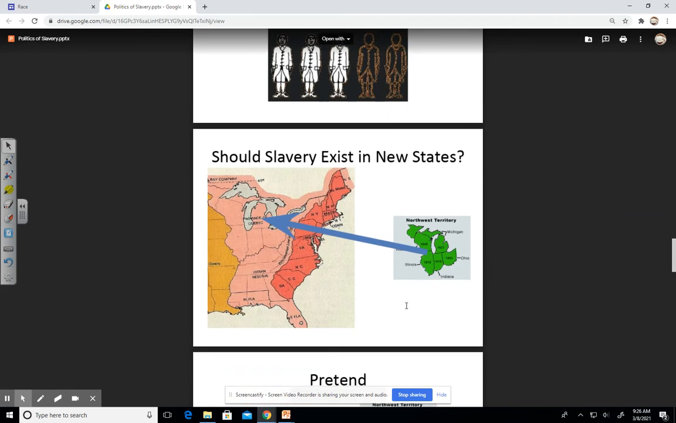And the issue is going to further get complicated. Should slavery exist in new states? So let's just say the North and South is split 28 to 29. If you allow new states, let's just say 1, 2, 3, 4 new states, if these states come in as free or slave states, that is definitely going to be an issue.